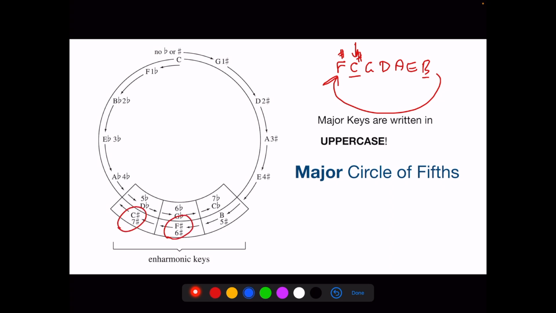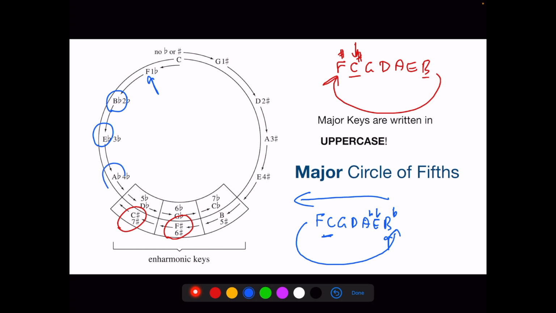And now to the opposite side, the counterclockwise side, let's do the same thing. Fat cats go down and eat birds. We're starting from C, right? This time we're going in this direction. C and then F, which is here, and then we have B because we have to rewind and start from the beginning again. And this time we have to start adding flats. So this is C, F, B flat, E flat, A flat, D flat, G flat, and then C flat.